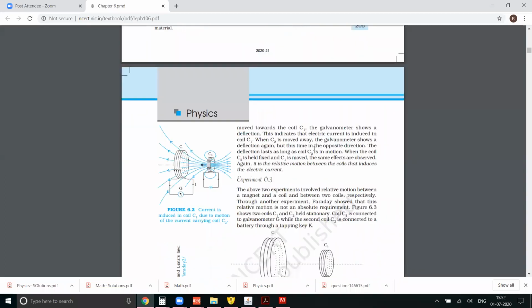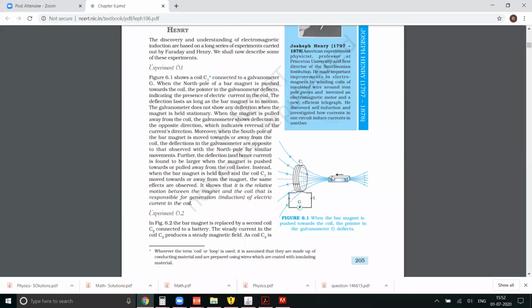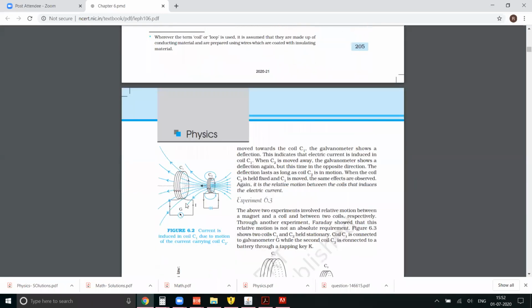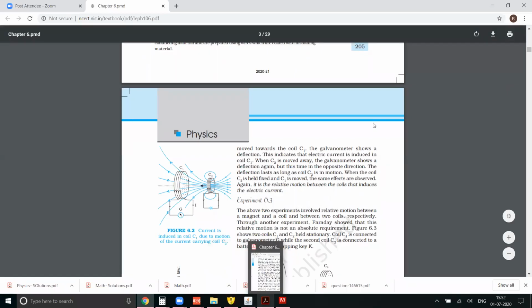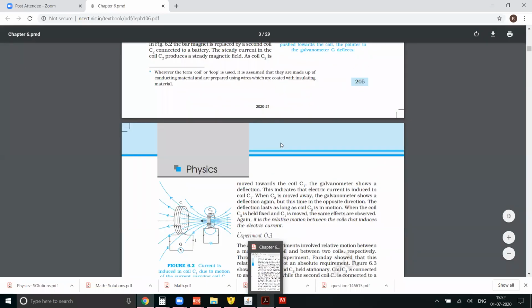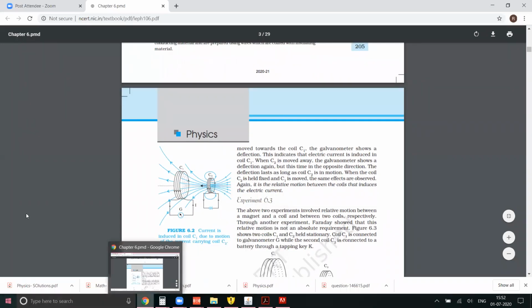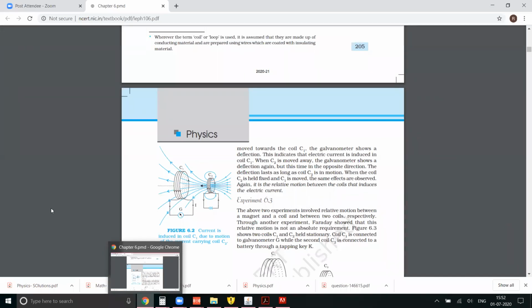Similarly, if you observe C1 and C2 here, what is the difference between the first diagram and experiment number 2? In experiment 1, we used a permanent magnet. In experiment 2, we are using a temporary magnet. So here, which one is the temporary magnet, C1 or C2? C2. C2 is the temporary.